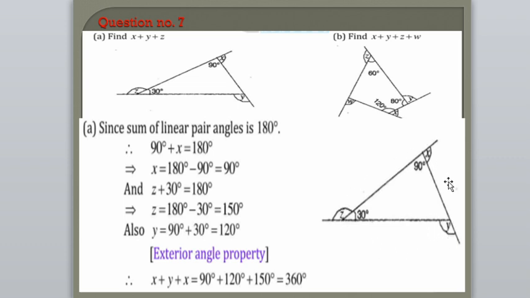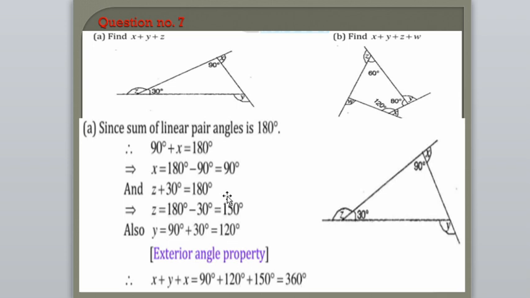We want all exterior angles, because we have to take out x plus y plus z. According to the exterior angle property, the sum of the interior opposite angles, 90 degree and 30 degree, is equal to the exterior angle. That is, y equals 30 degree plus 90 degree, which is equal to 120 degree. If the sum of these two interior angles is 120 degree, then y will be the 120 degree angle, according to the exterior angle property.